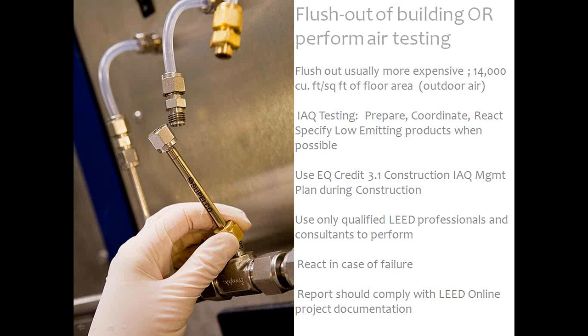If you don't, and you go through the flush-out process, flushing out 14,000 cubic feet per square foot of floor area of fresh outdoor air can take weeks. And nobody wants to delay the move-in or occupancy of a space because now we have to do the flush-out. So again, it goes back to specifying those low-emitting materials and doing the IAQ test. You'll pass and not have to deal with the flush-out process.